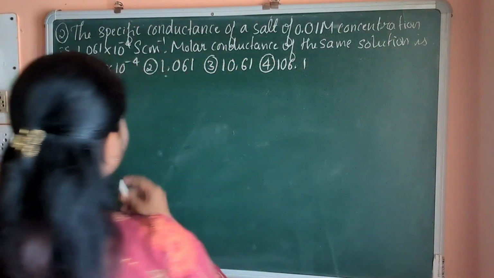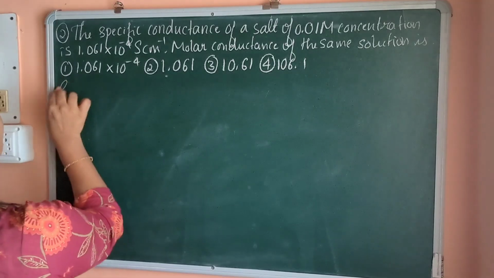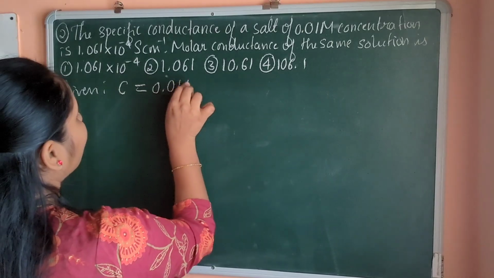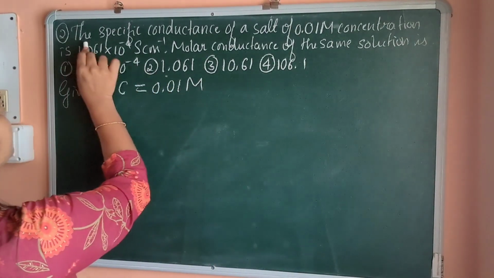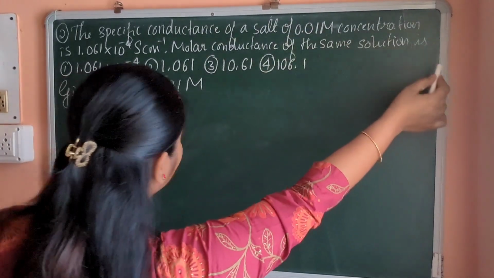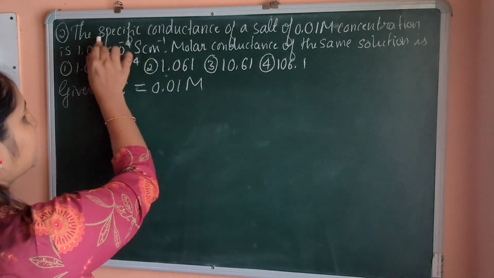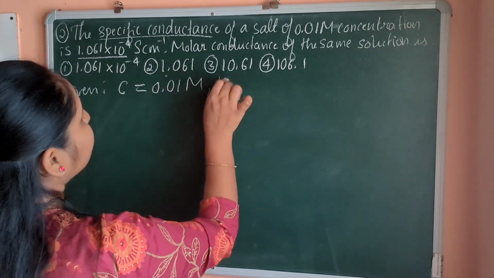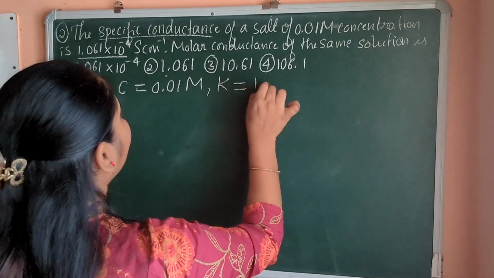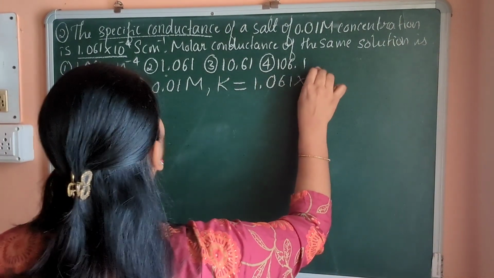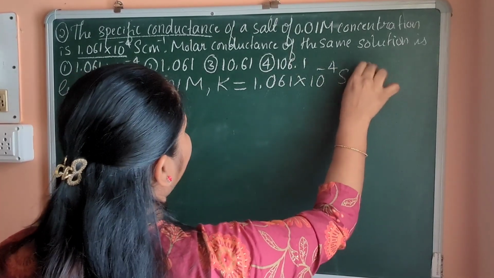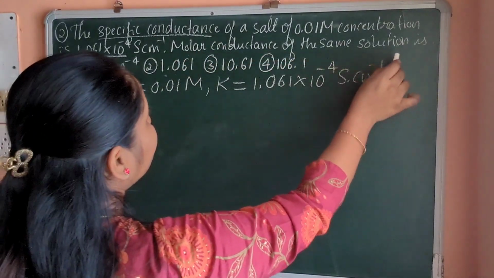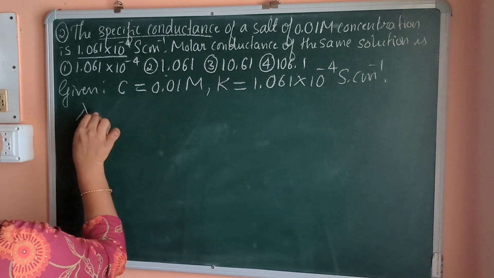So in this question, what is given? Concentration is given. So first let me write here the given things. Concentration C is equal to 0.01 molar solution. And then the specific conductance of a salt of this concentration they have told, which means that the specific conductance K is equal to 1.061 into 10 to the power minus 4 Siemens per centimeter. K value is given. Then what has been asked in the question? They have asked the molar conductance of the same solution, that is lambda m is being asked here.